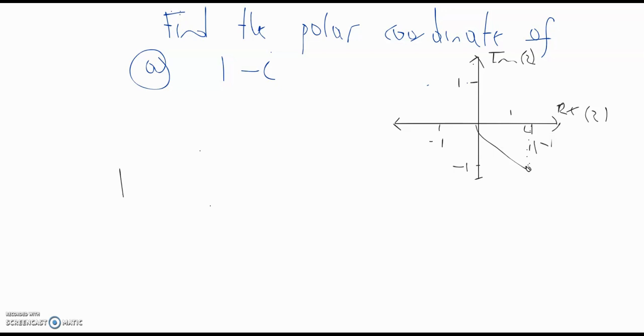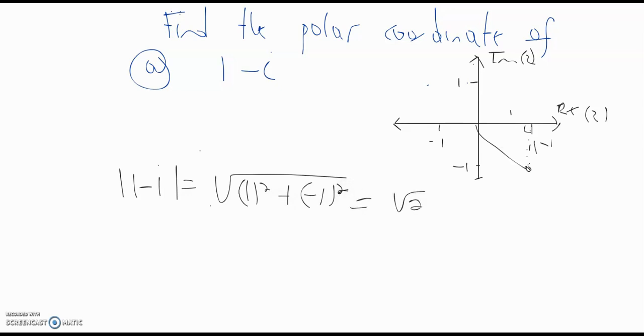Now the modulus of 1 minus i would be equal to the square root of 1 squared plus negative 1 squared, which is also equal to root 2, just as in the previous question. The minus sign doesn't impact the modulus. All right, we're looking at the absolute value there. Now, what about the argument? The argument of 1 minus i would be equal to tan inverse the imaginary part, which is negative 1, over the real part, which is 1, which is going to give me minus pi over 4.